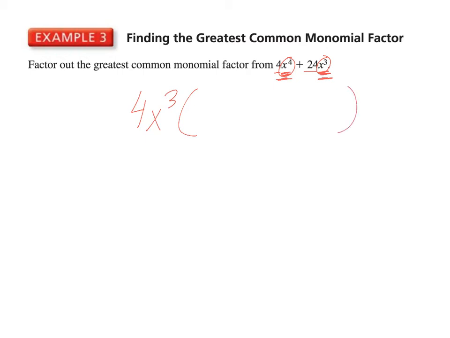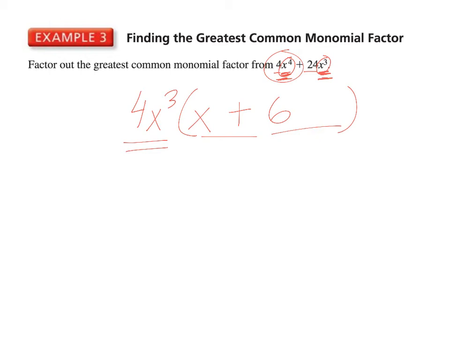Now we have parentheses, and you have to ask yourself, 4x to the third times what gives you 4x to the fourth? Well, that's just x, right? Because x to the third times x is x to the fourth. And then 4x to the third times what gives you 24x to the third? Well, 24 divided by 4, that's 6. And then x to the third times what is x to the third? Well, that's just 1, so we don't have to multiply it by anything. And then we just have a plus symbol in between.